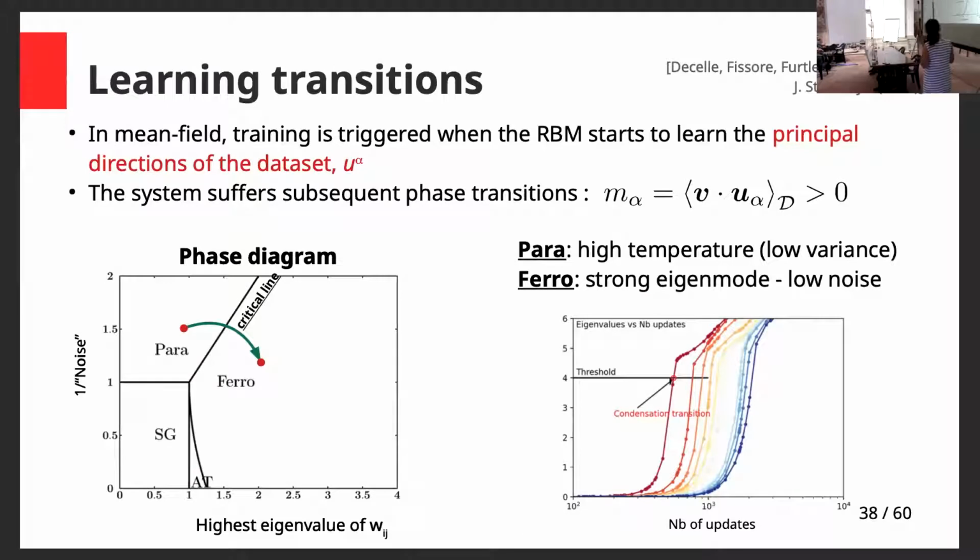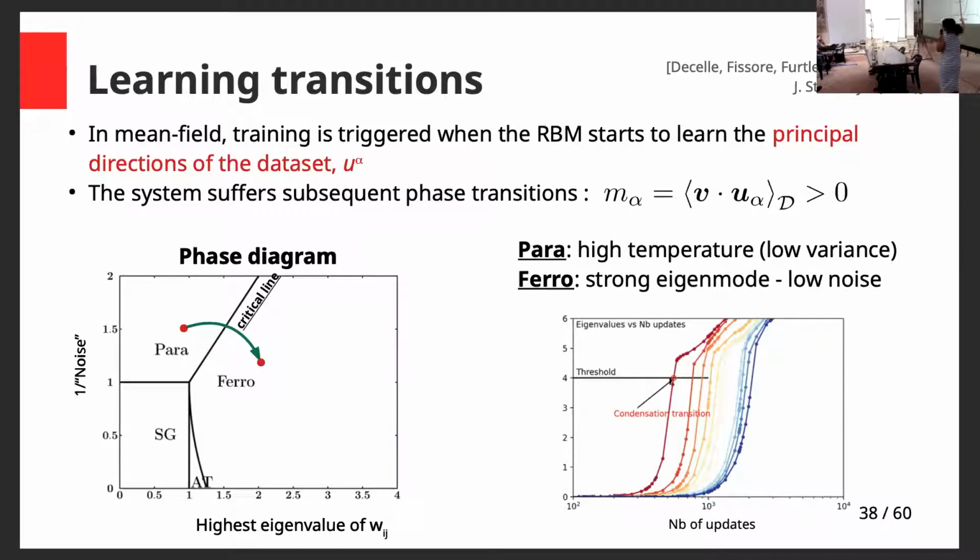And you may wonder what it is related to. It looks like a phase transition, and it is a phase transition. It will be discussed in much more detail by Aurelien later. The idea is that it can be solved in mean field, that the training is triggered by the moment in which we pass from a paramagnetic phase to a ferromagnetic-like phase, in which the principal components of your data sets start to get included in the coupling matrix of the RBM. And in fact, it can be tracked by looking at the eigenvalues of the weight matrix.